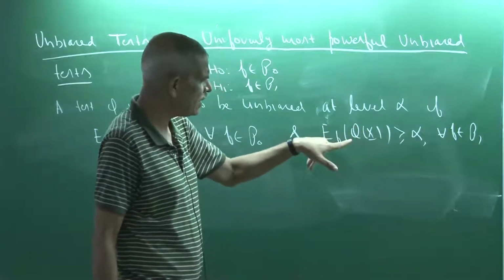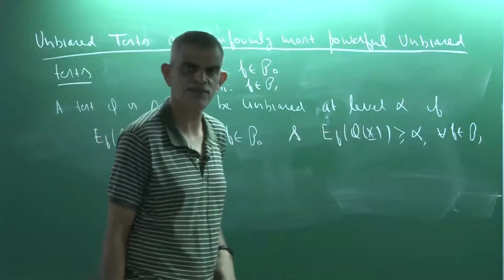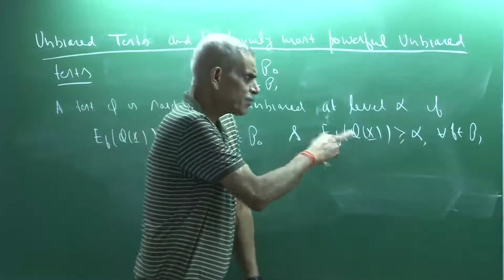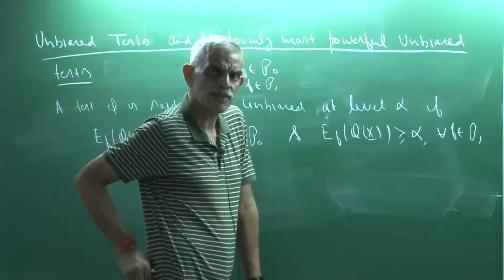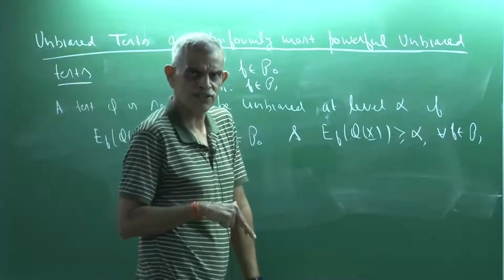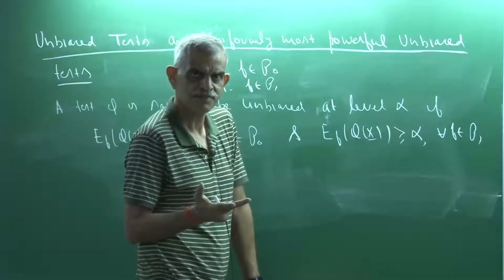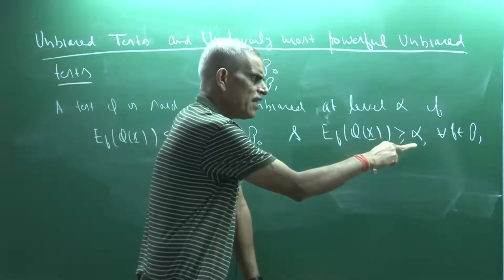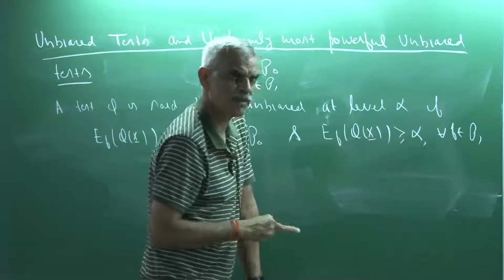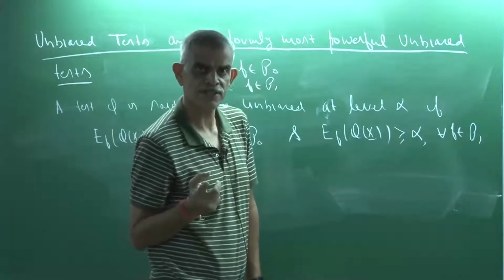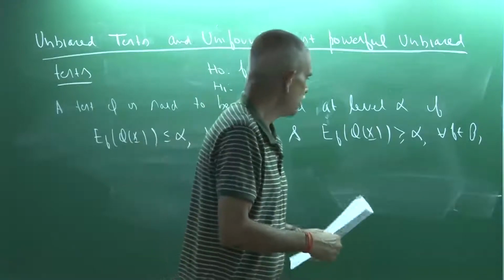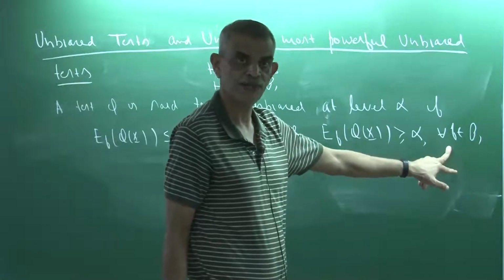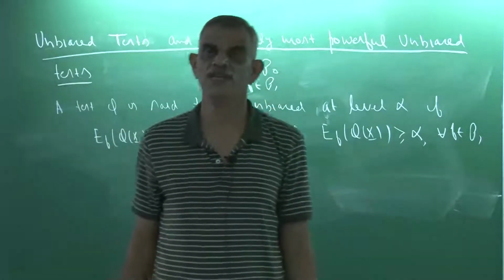Now this is equivalent to saying that expected value of 1 minus phi x would be less than or equal to 1 minus alpha for every f belonging to P1. What is expected value of 1 minus phi x? Probability of accepting H naught, or not rejecting H naught. So you are not rejecting H naught although H1 is true, which is the same as probability of type 2 error. So it says probability of type 2 error should be less than or equal to 1 minus alpha.